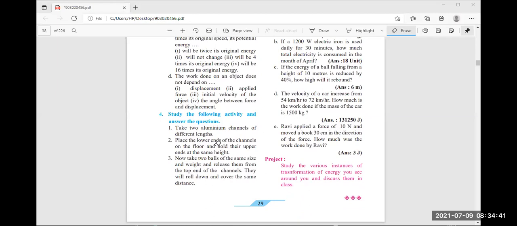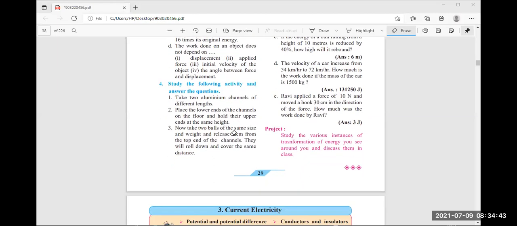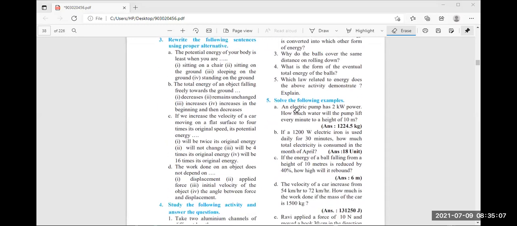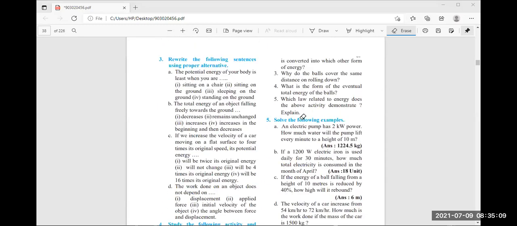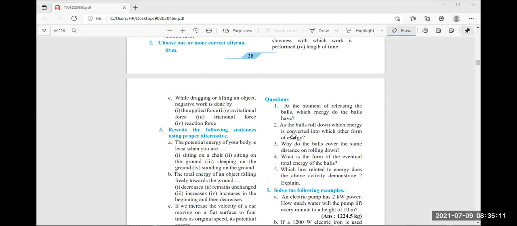Now, we'll see question number 4. Study the following activity and answer the questions. Take 2 aluminum channels of different lengths first. Then, place the lower ends of the channels on the floor and hold their upper ends at the same height. Now, take 2 balls of the same size and weight and release them from the top end of the channels. They will roll down and cover the same distance. So, you have to read this. And then first question, at the moment of releasing the balls, which energy do the balls have?